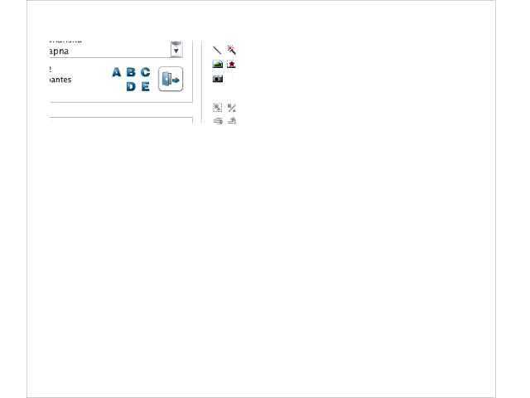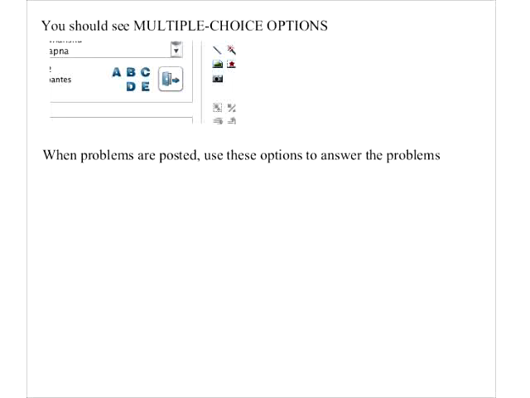It should look, I don't know if it'll look exactly the same on your screen. I have a Mac. If you have a PC, it might look different. But you should see multiple choice options. When problems are posted, use these options to answer the problems. Please do not post your answers in the text box, because then the whole crowd is going to see it. We want to make sure everyone is answering the questions on their own. If you click on these options, I've hidden your responses from other users, so they're not going to see what you're picking. So that's the purpose of that.